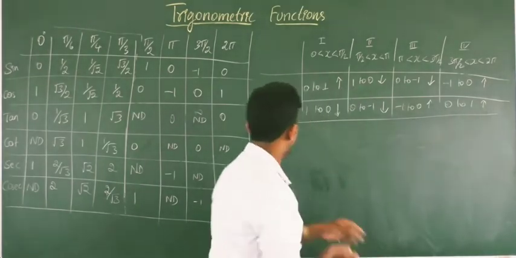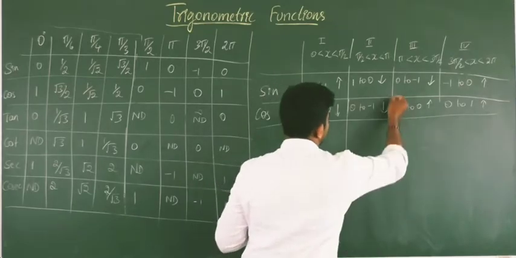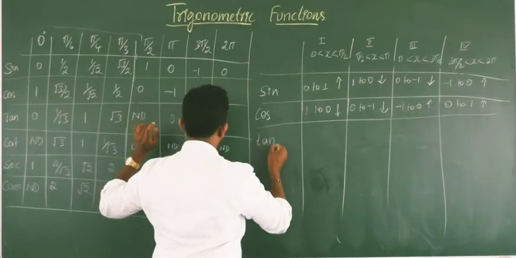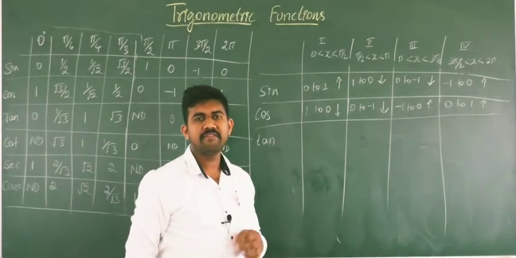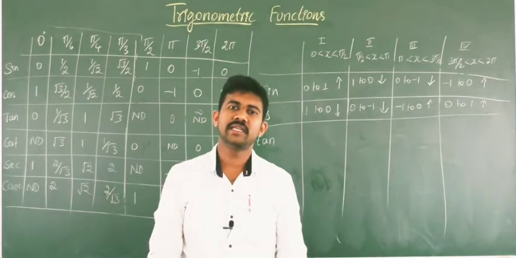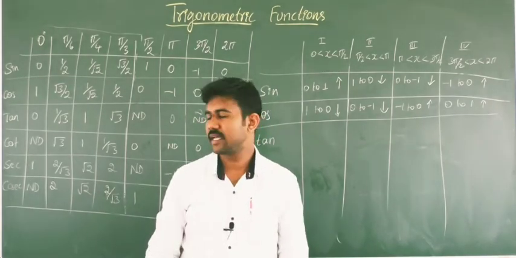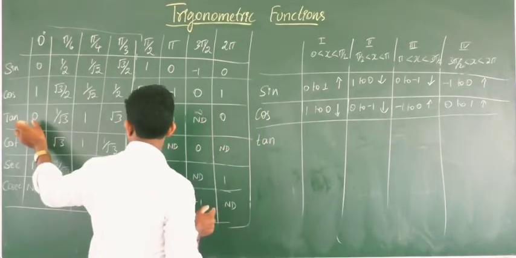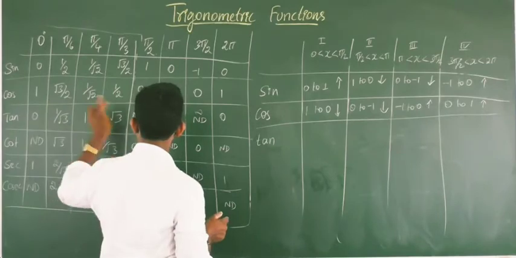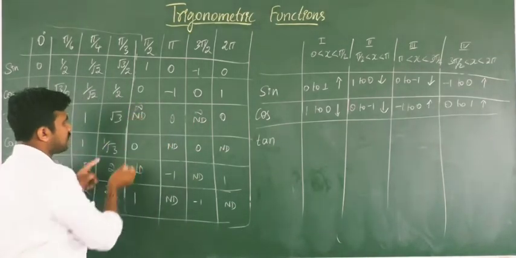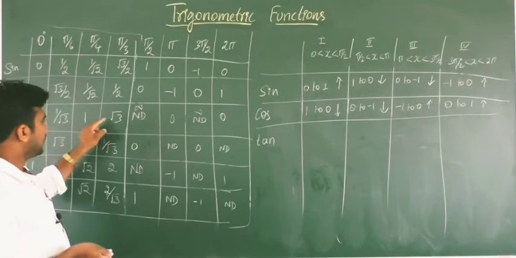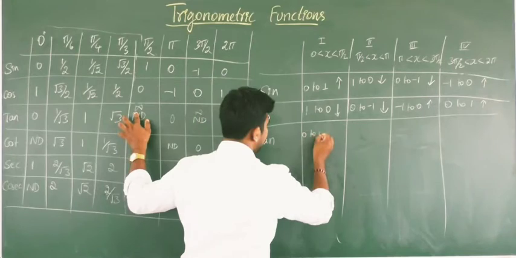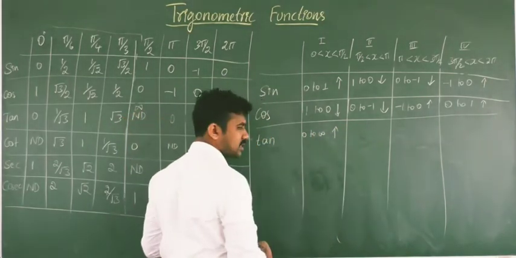Now after this, the next trigonometric function we'll see is tan. You know the tan function is positive in the first and third quadrants. So in the first quadrant it goes from 0 to infinity, increasing, through 0, 1, root 3, and then plus infinity. So the tan function is increased here.